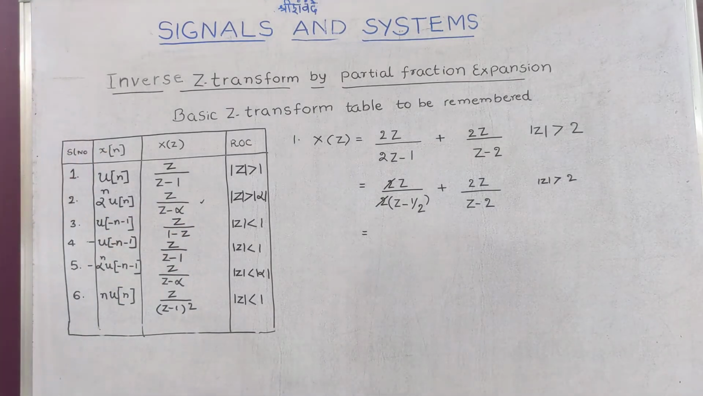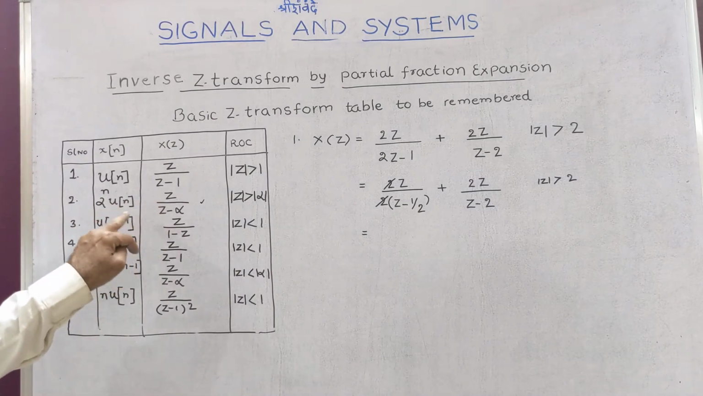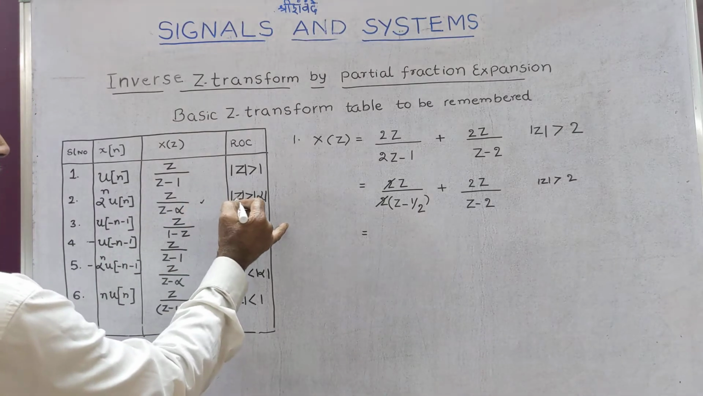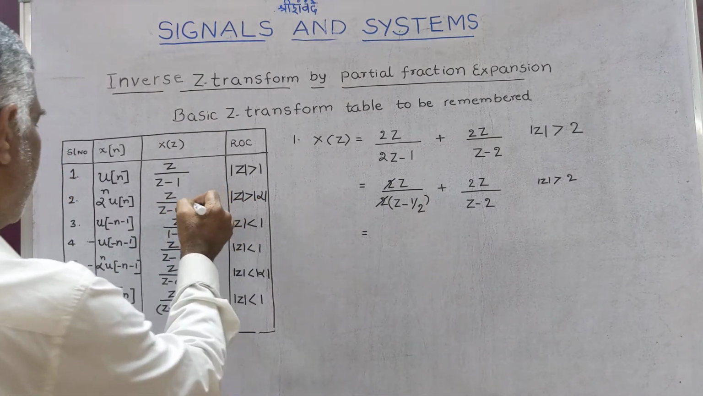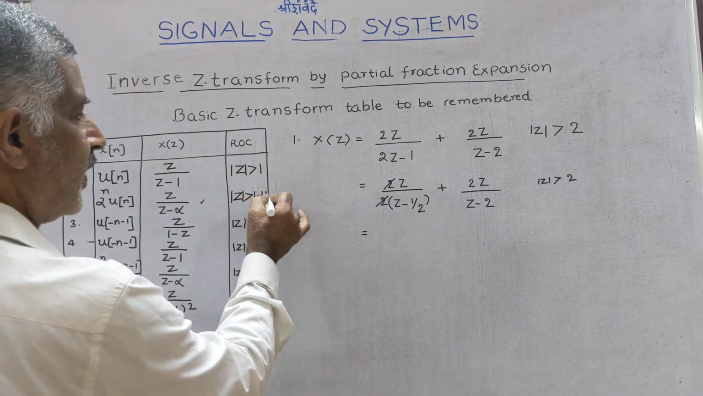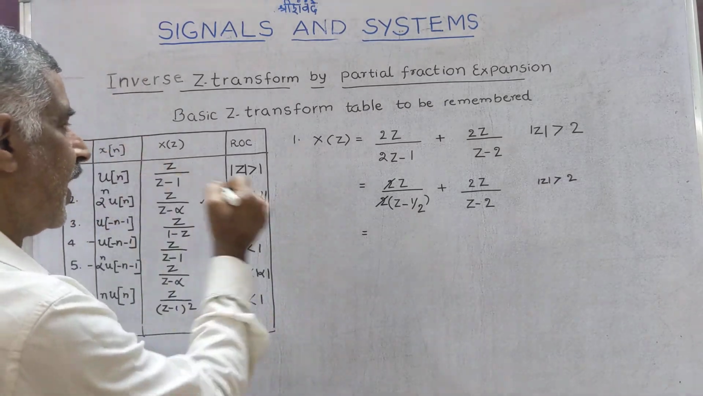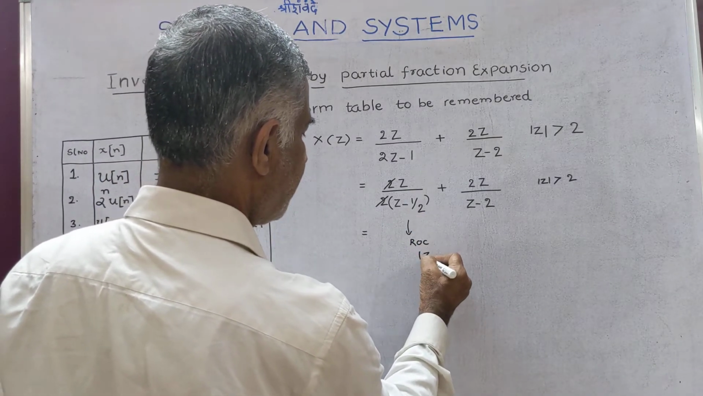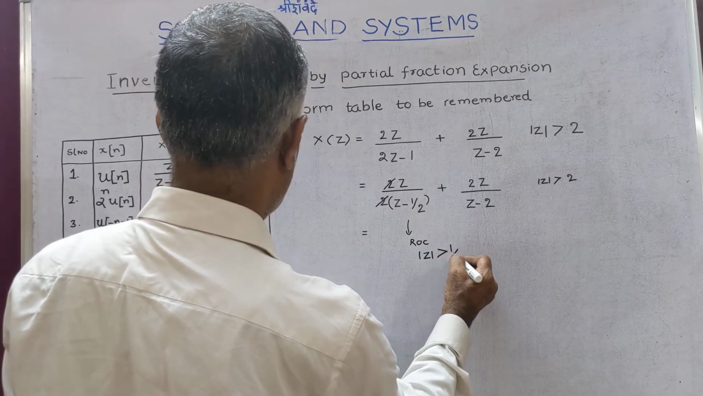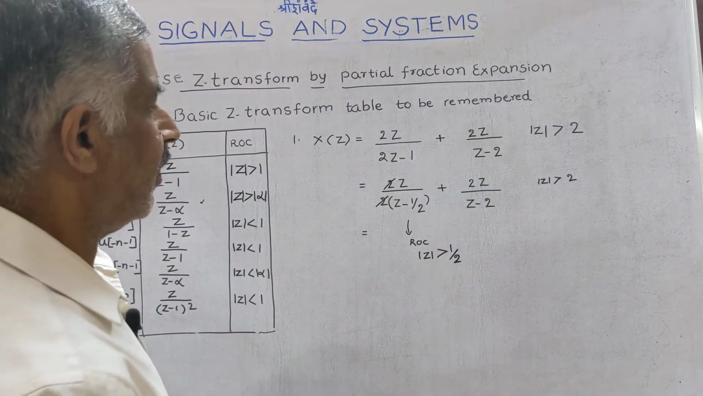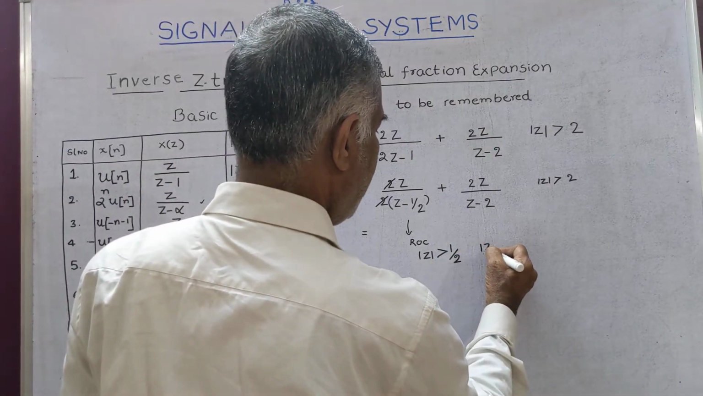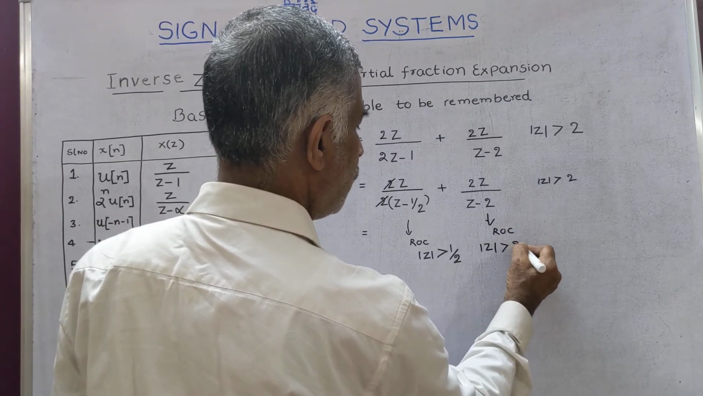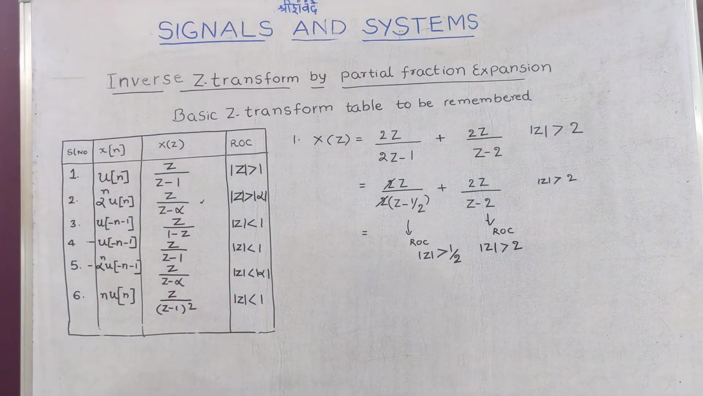Now the question arises: what about the ROC here? The ROC for this case is mod z greater than alpha. So for this one, the ROC is mod z greater than alpha, whereas for this term, the ROC is mod z greater than 2.